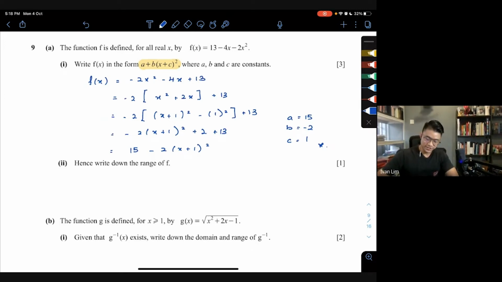Okay, next one. Hence, write down the range of f. This one you have to know what graph this is. It's a sad face graph, and from the equation above, we can find the maximum point. The range is just referring to y. So you can write y or f(x) is less than or equal to 15. Cannot be less than, must be less than or equal to 15. No other answers.